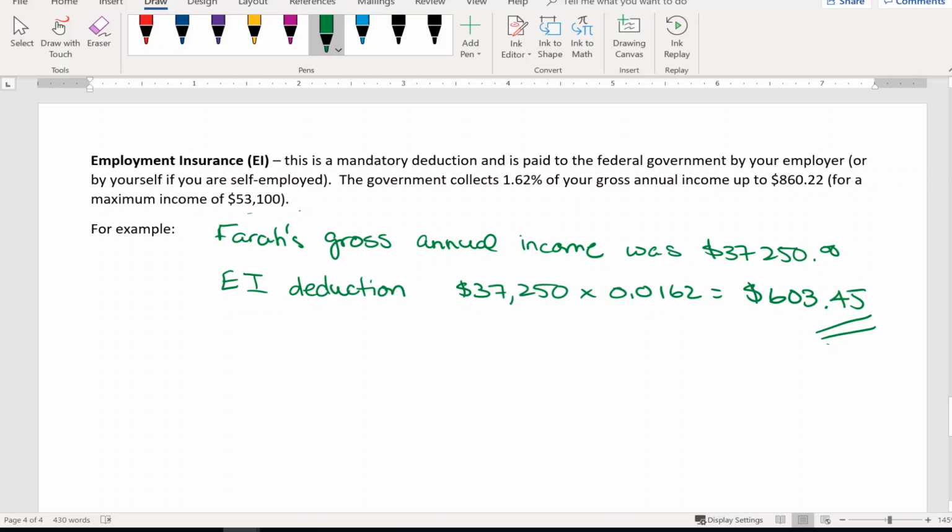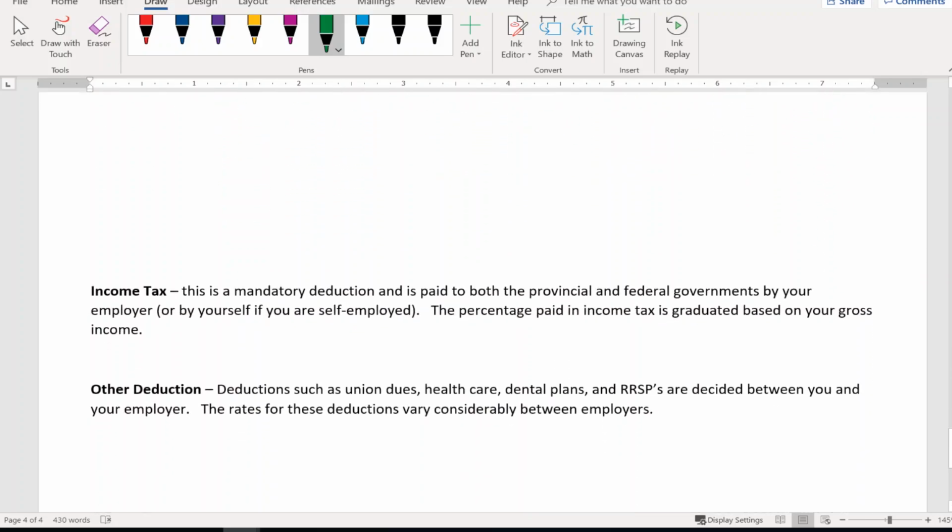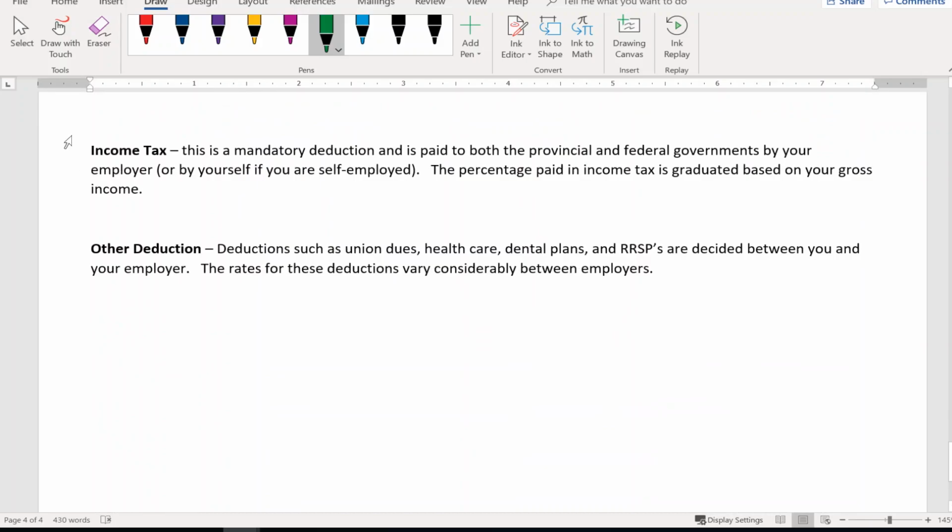Now, the last mandatory deduction is income tax. This deduction is paid to both the provincial and federal governments by your employer, or by yourself if you're self-employed. The percentage paid in income tax is graduated based on your gross income, and we're going to look at those details in another lesson.